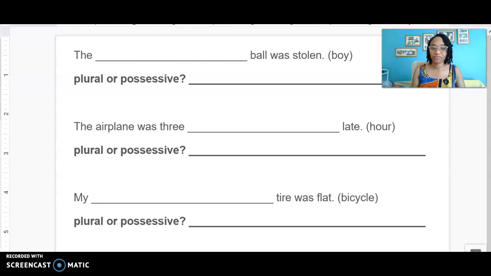I know you can't tell the difference when I say it, but it makes a difference when we write it. My blank was flat. Now, here we are asking if it's plural or possessive. There's only one tire. Does that tire belong to a bicycle, or are there multiple bicycles with one tire? Well, I don't know about you, but the last time I saw a bicycle, it had 2 tires. So I'm going to guess that this is not plural. In fact, it is possessive.